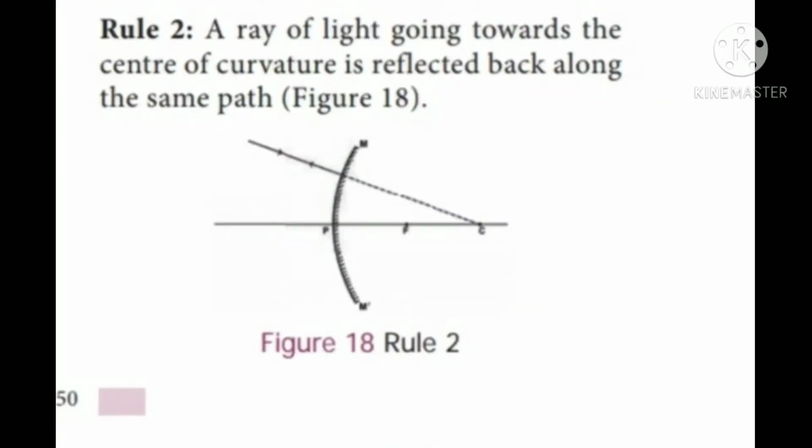Rule number 2. A ray of light going towards the center of curvature is reflected back along the same path. So this is a very easy one. This means that whenever a ray of light is going towards the center of curvature, after the reflection, it will come back in the same direction.